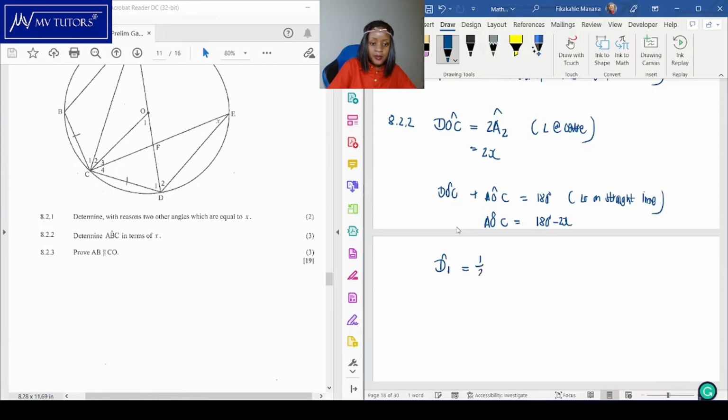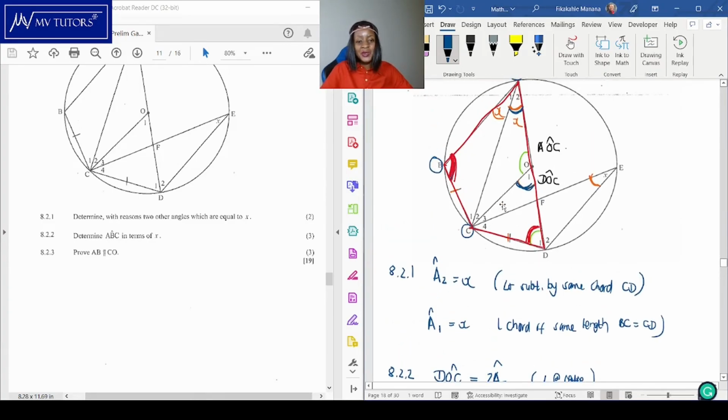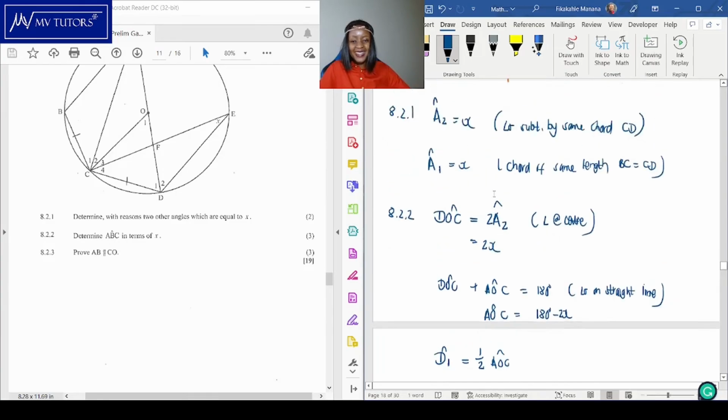D1 is equal to half of AOC, so basically (180 minus 2x) over 2. So I have 90 minus x. And I know that D1 is equal to B, finally. So D1 is equal to angle ABC, which is equal to 90 minus x. And that's because opposite angles in a cyclic quad are equal. Okay, we got it.